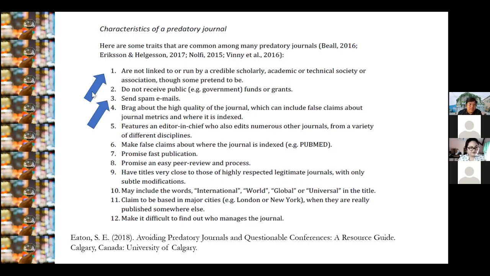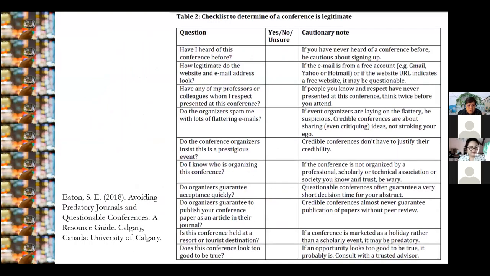Okay, number two, they send spam emails. Ito pa, they promise fast publication. Ito pa, usually predatory journals, okay, they use the words international, world, global, universal in the title of their conference or in their journal. Because kapag narinig natin yung word na international, okay, na-attract tayo, kala natin, okay, kasi international. But basically, these are their marketing strategies to attract early career researchers. So you need to be careful, okay, sa pag-publish sa mga predatory journals. Okay? So meron din siyang checklist here. So I will not be discussing this one, but this checklist will give you an idea whether a journal is predatory or not.